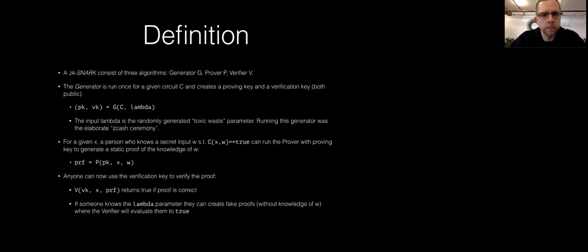W is the secret. So if you know W, you can create this proof. Now we can use the third algorithm, the verifier, to verify the proof is correct. So how do you do that? Well, you need the verification key. This is all public. You need the public input and then the proof. You plug that into the verifier, and the verifier will return true if the proof is correct.